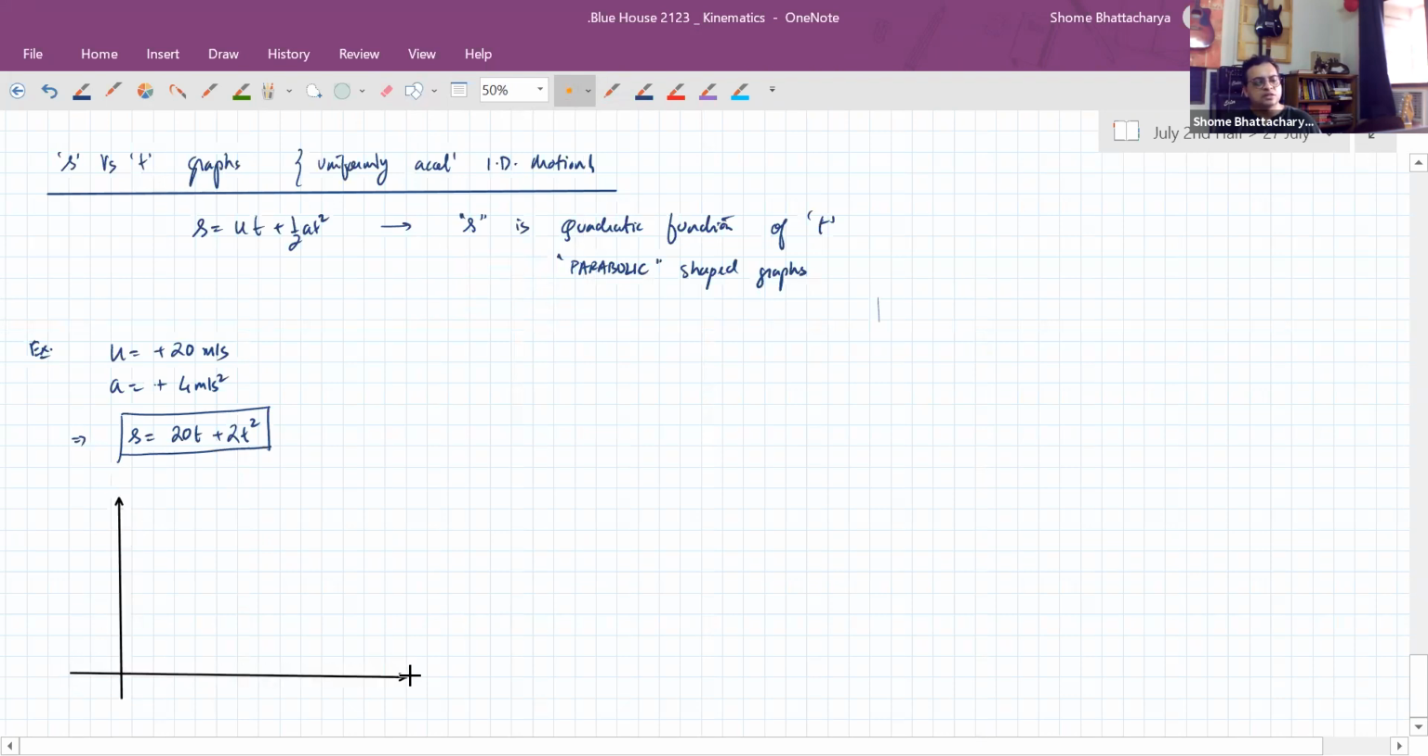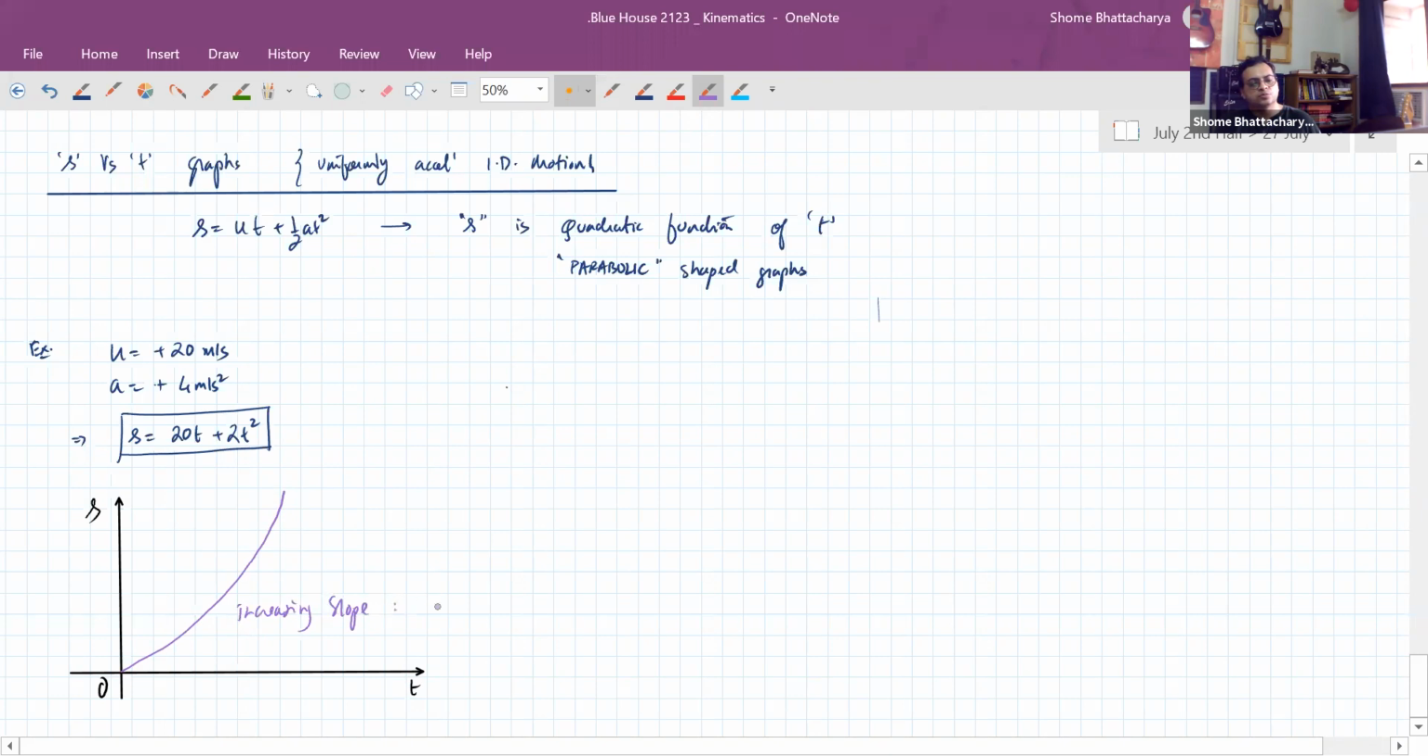Displacement time graph always starts from the origin. You never have an initial displacement. That's the way displacement is counted. It starts from S equal to 0 at T equal to 0. So in this case, the parabolic curve will be such that its slope is always increasing. It will be like this. It has an increasing slope.